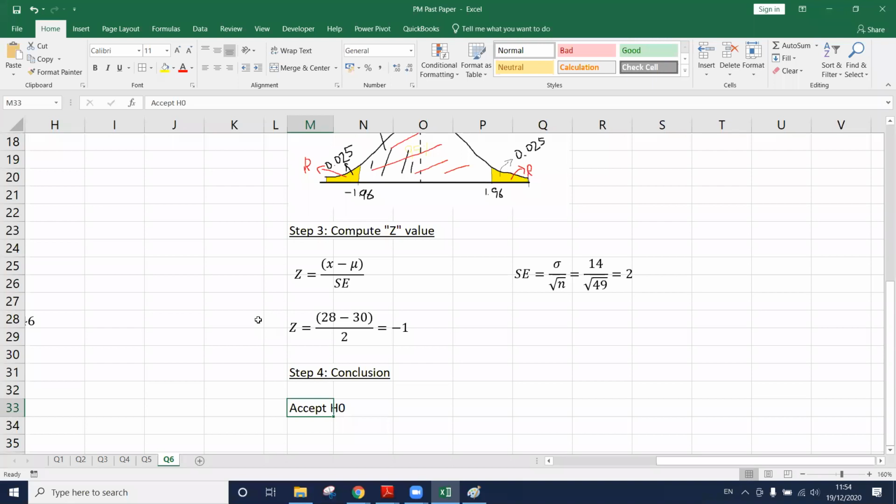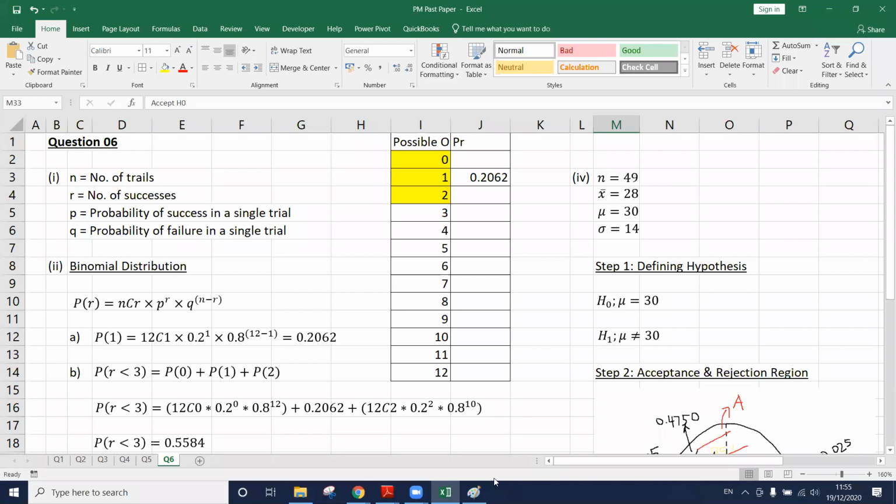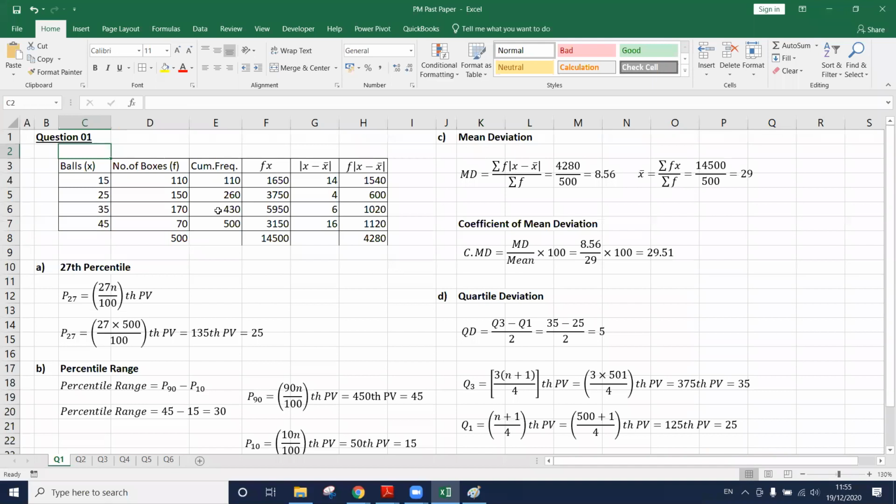Clear? Okay, so those are the things I wanted to discuss. Please keep on practicing these sums. Maths will be good for you when you do these sums again and again.